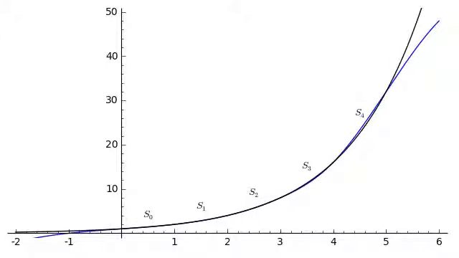And here I've plotted the cubic spline against the actual function 2 to the power of x. The black line is 2 to the power of x, and the blue line is our cubic spline, and you can see it fits really well between 0 and 5, which is where we've calculated it for, and it still fits fairly well between, say, 0 and minus a half.